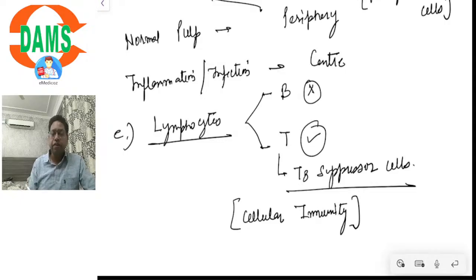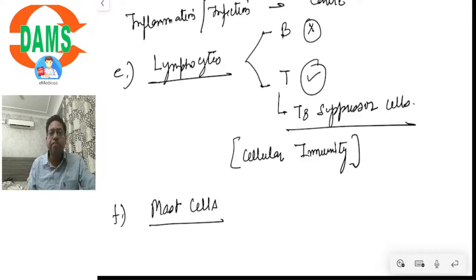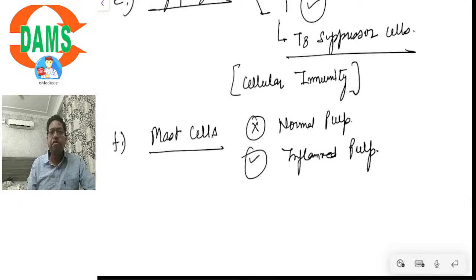And finally, the cells that are present in dental pulp in certain special conditions are the mast cells. The mast cells are absent in normal healthy pulp, but they are present in cases of inflamed pulp. We are discussing the third zone from outside to inside, that is the cell-rich zone. As the name indicates, various cellular components are present in the dental pulp. These are the six predominant types of cells present in the dental pulp.